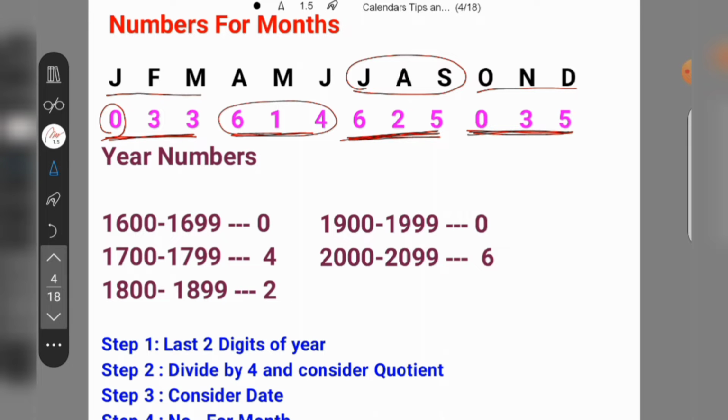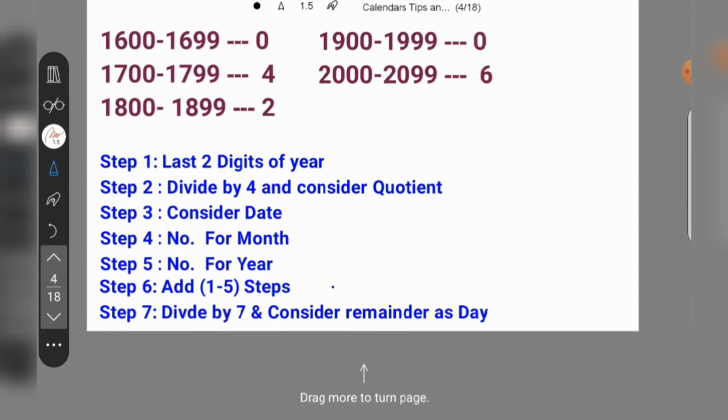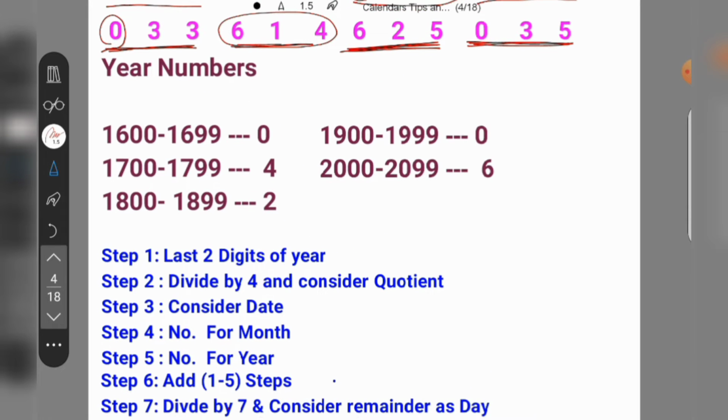Next we need to remember the codes for years also. Most of the cases they will be asking in either the 1990s or the 2000s. From 1600 to 1699 the code is 0. If you have a year in 1600, then we consider the code as 0. For 17 it is 4, and for 18 it is 2. Similarly, for 19, the 1990s, it is 0, and for 2000 it is 6.